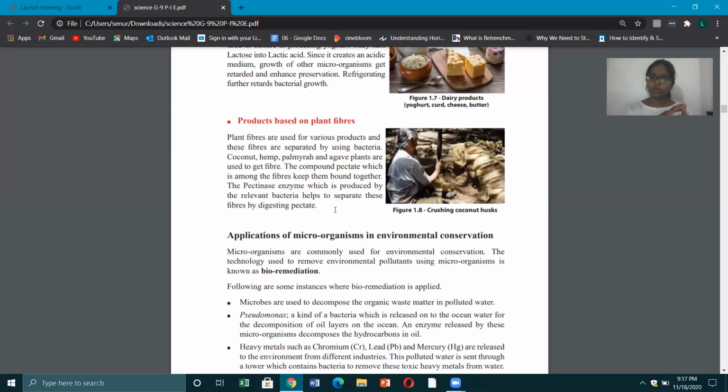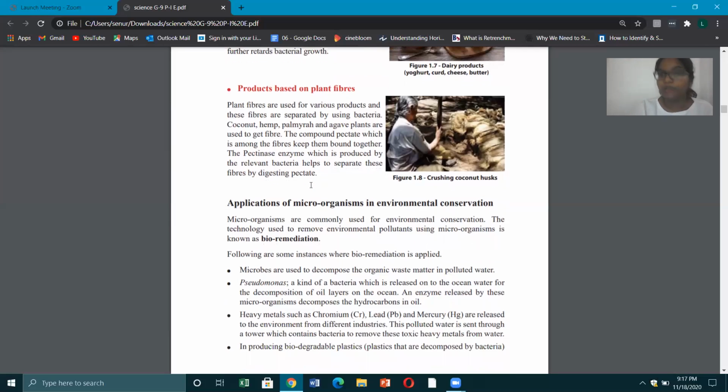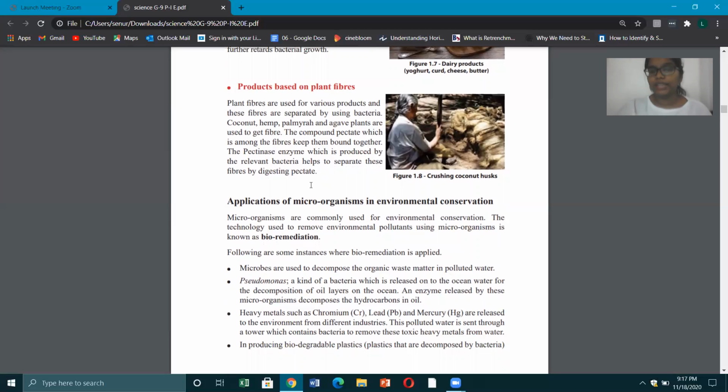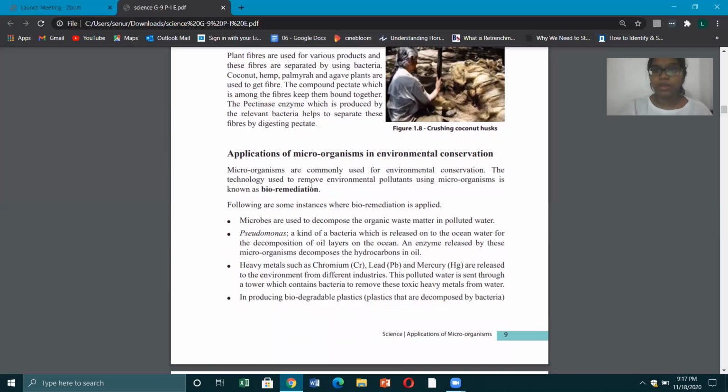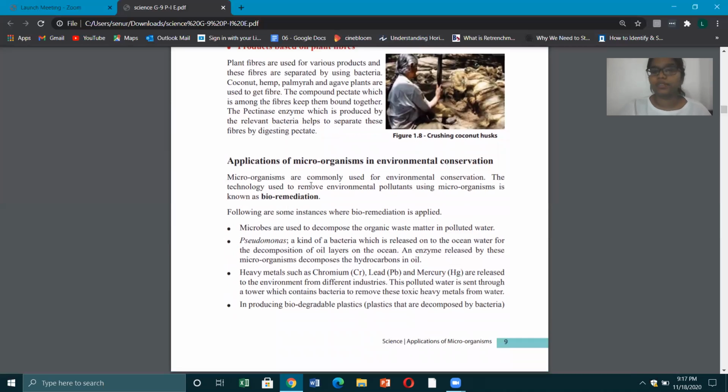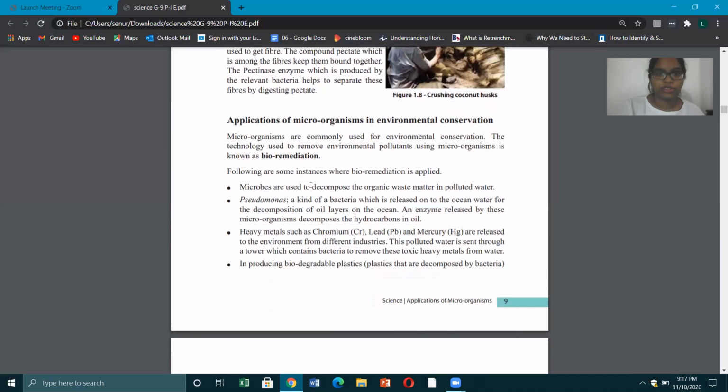Okay, so now what can we do? We can use a bacteria which puts out this enzyme known as pectinase, and that enzyme can nicely separate the fibers. How? By digesting the compound pectate. Pectate is digested by the pectinase enzyme. Who puts out the pectinase enzyme? The bacteria. That is why microorganisms are being used for the products based on plant fibers.